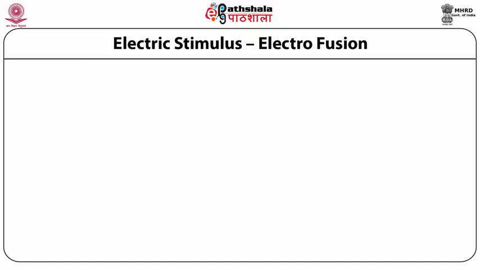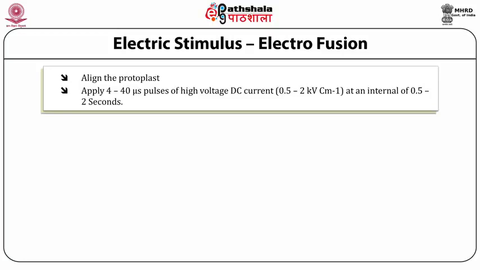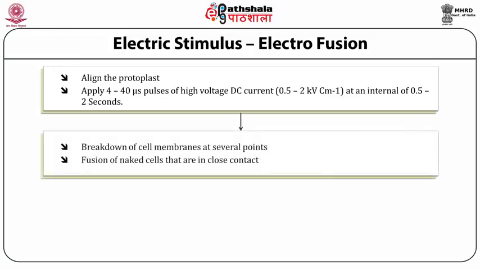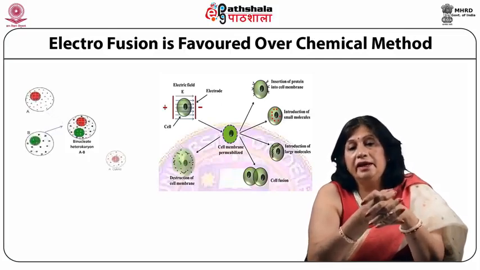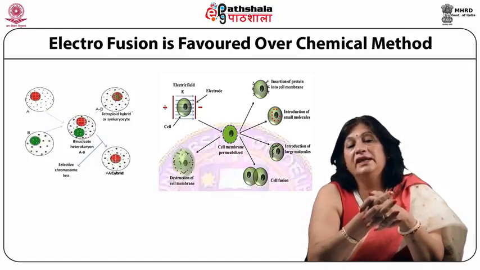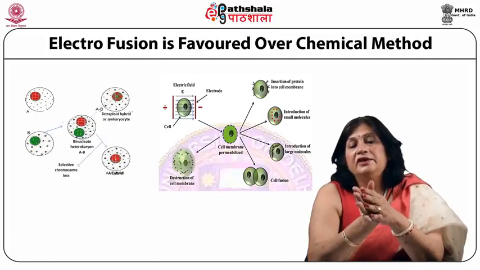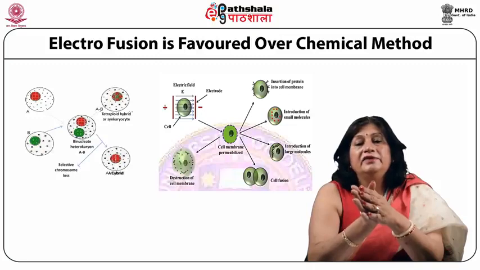The technique involves two steps. Step 1 is aligning the protoplast, and the second step is fusing the protoplast. The method involves aligning the protoplast and applying one or more pulses of high voltage DC current at an interval of half to 2 seconds. It results in the breakdown of the cell membrane of the protoplast at several places, especially those which are in close contact, resulting in fusion of cell membranes. When the fusion mixture is kept undisturbed for 30 minutes or so, it attains normal spherical form, and you again get largely formation of heterokaryons. As I have said earlier, this is a favored method over the chemical method because of being safe, non-toxic, and high frequency. Now the figure on the right shows you that you get different kinds of cells.